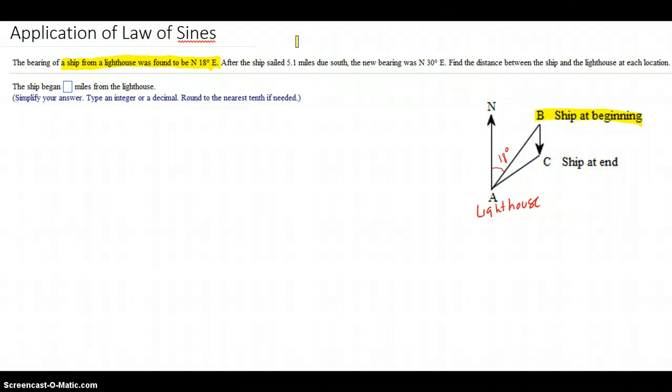Then the ship sailed 5.1 miles due south, so we know the distance between B and C, or the lowercase a distance, because that's across from the angle A, is 5.1.